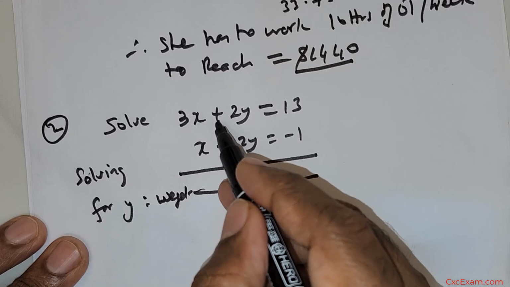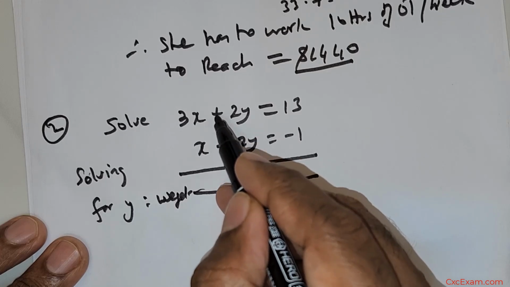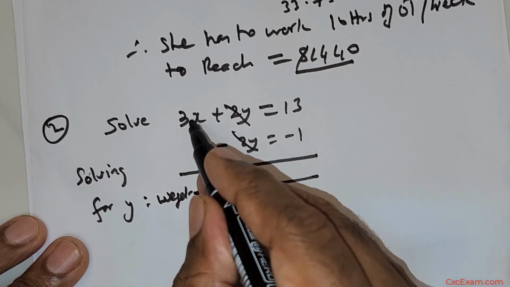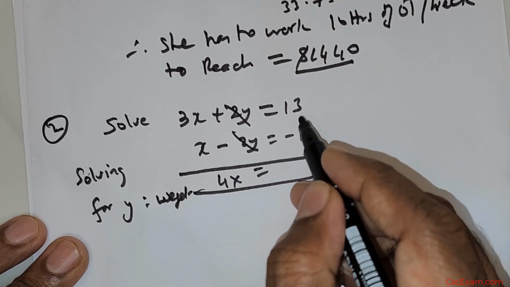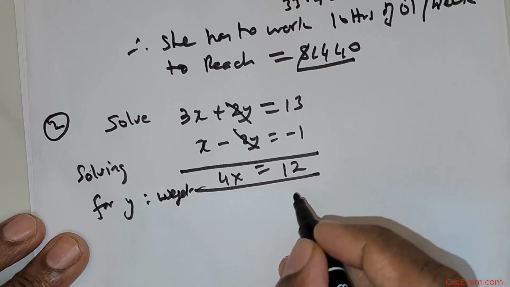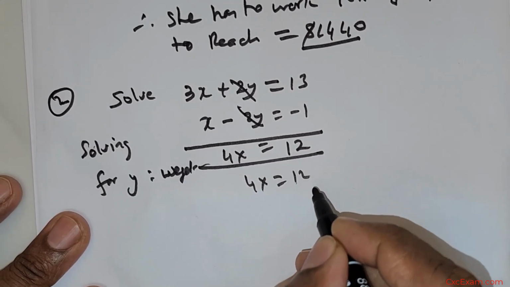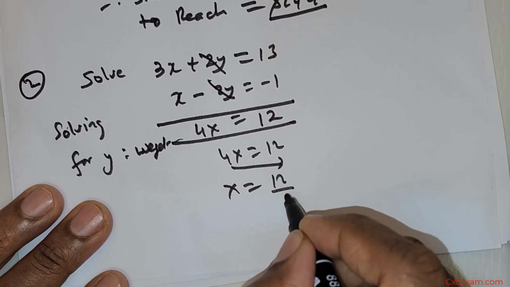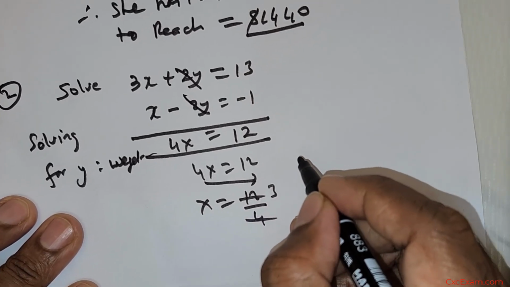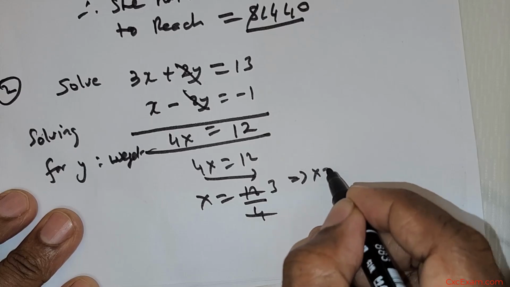You add. This has got a sign change, plus and minus, so they get cancelled. 3x added with x would give you 4x. 13 added with negative 1 would give you 12. So you got 4x = 12. Bring this 4 to the right side, so you get 12 over 4. 4 divides here 3 times. So this means x = 3.